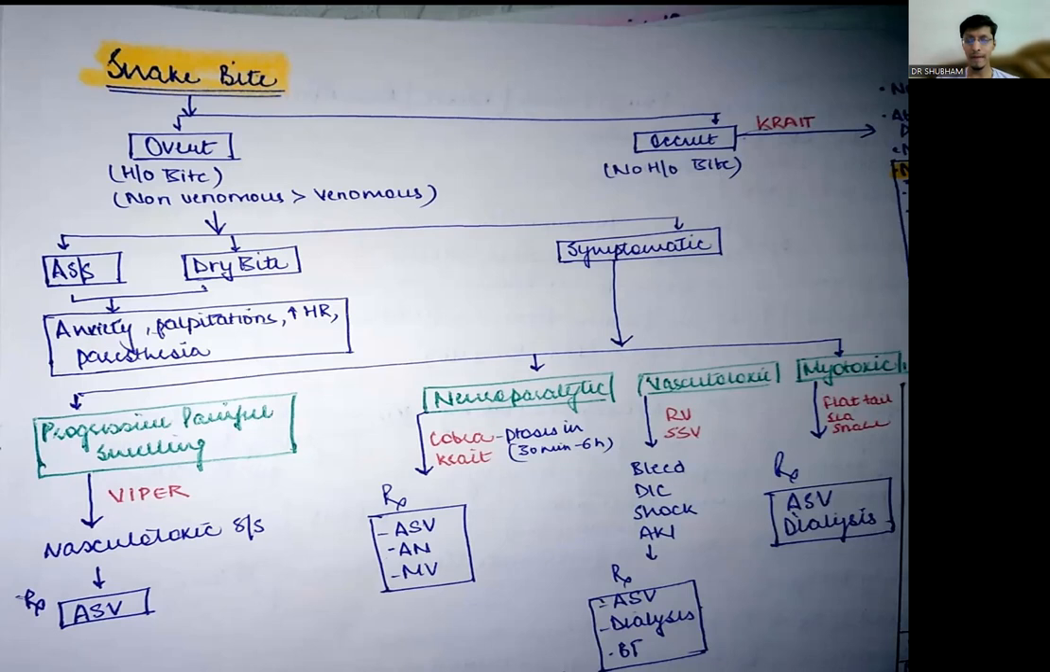There's also, if the hemoglobin is less than 7 gram per deciliter and the platelets are less than 20,000, we have to give PRBC and SDP or platelets respectively. Now, if the patient is coming to us with a myotoxic sign and symptom that is seen with a sea snake, in that ASV and dialysis is sufficient.